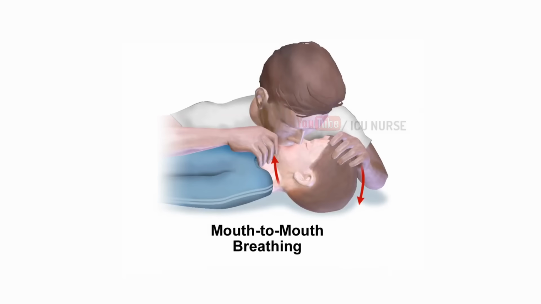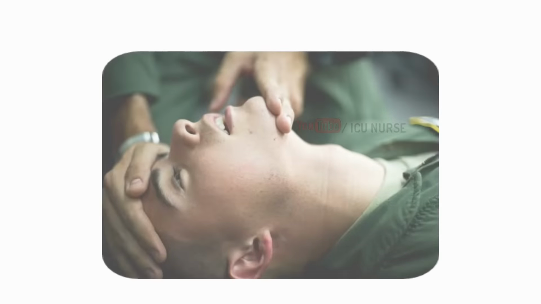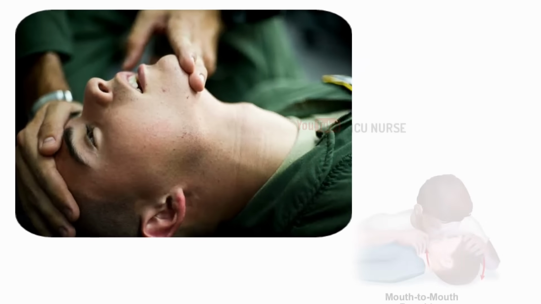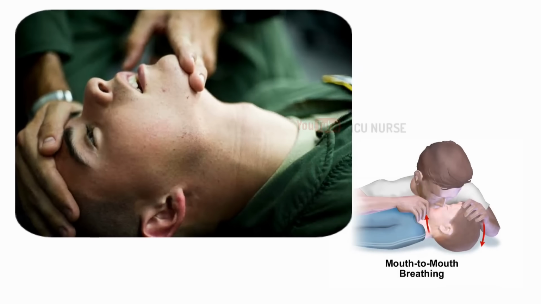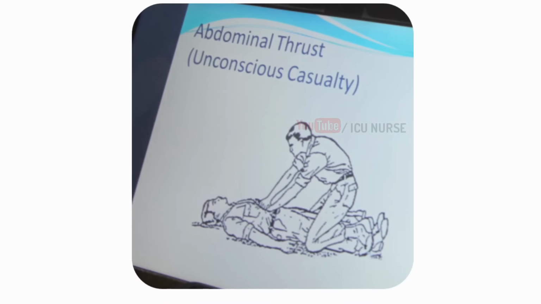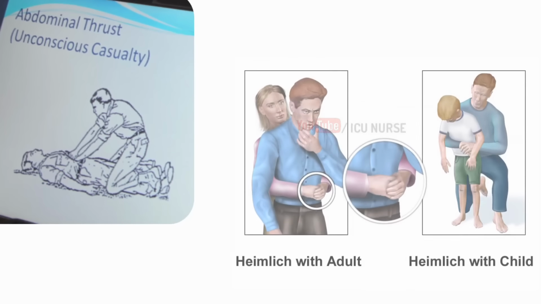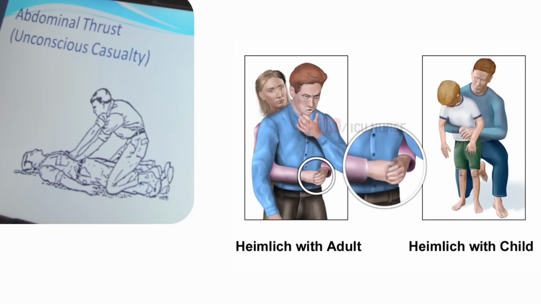If unable to deliver the first breath, reposition the airway and attempt the breath again. If unable to deliver this breath, it's safe to assume that a foreign body is present and abdominal thrusts are indicated. The Heimlich maneuver is performed on conscious victims.